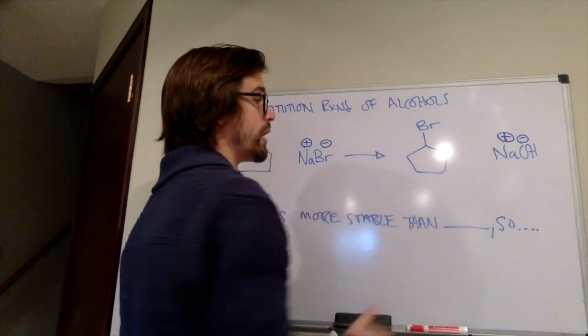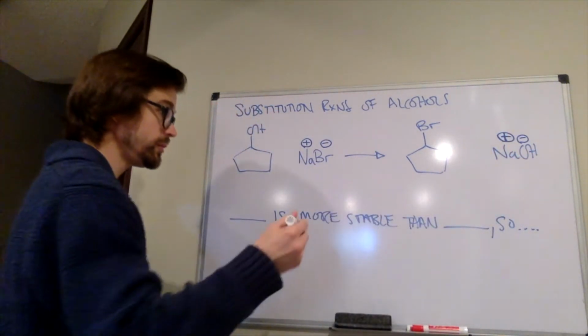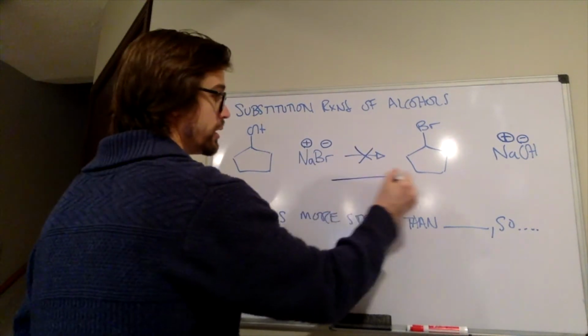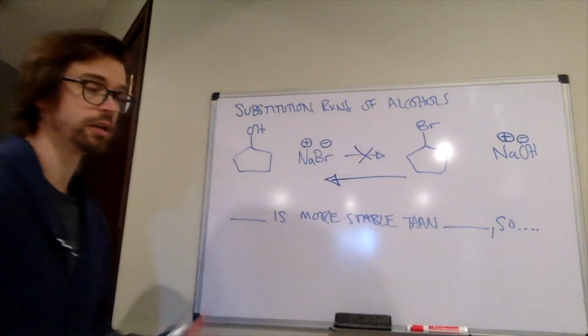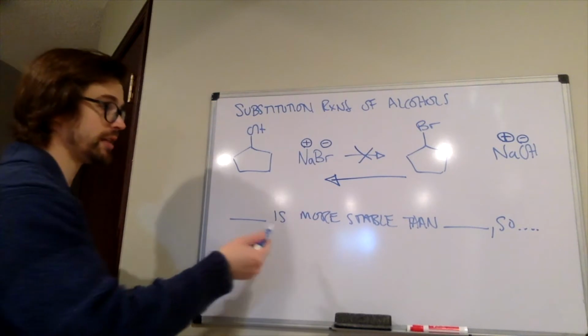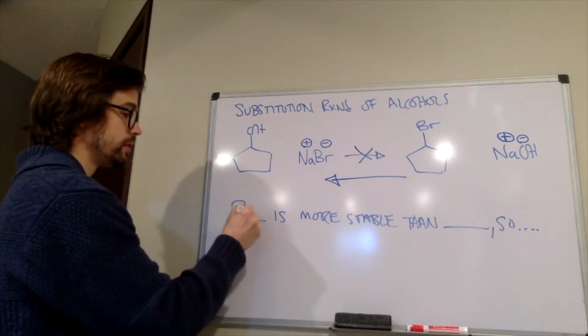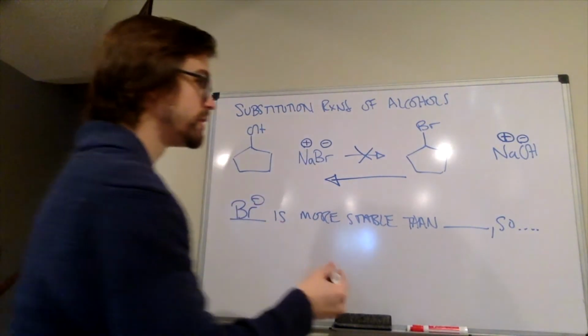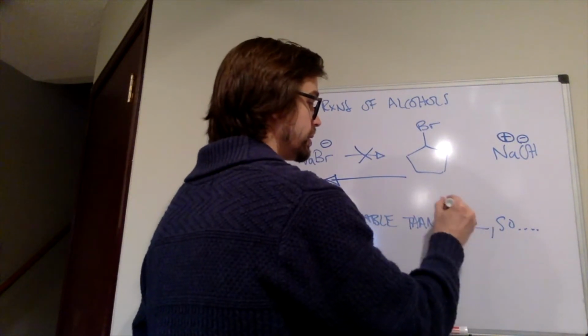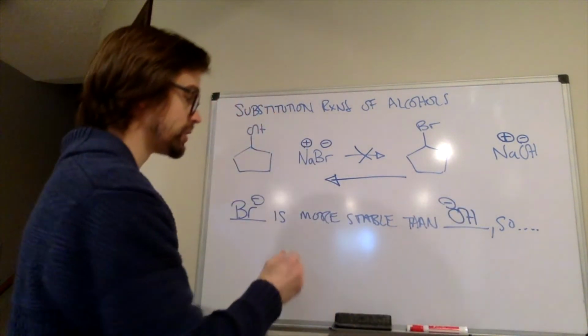This is much more reactive, so this wouldn't go in the forward direction. This would be fully in the reverse direction. And why is that? That's because Br minus is more stable than OH minus. So the reaction is unfavorable.